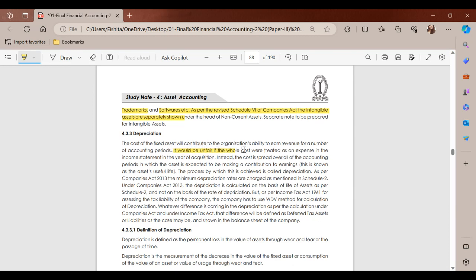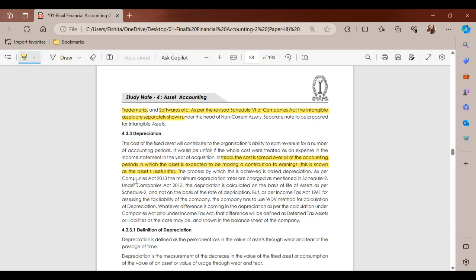It would be unfair if the whole cost was treated as an expense in the income statement in the year of acquisition. Instead, the cost is spread over the accounting periods in which the asset is expected to be making a contribution to earning. This is known as the asset's useful life. So during the useful life of the asset, it earns, and along with the earning its cost is allocated, which is depreciation. Okay, the process by which this is achieved is called depreciation.